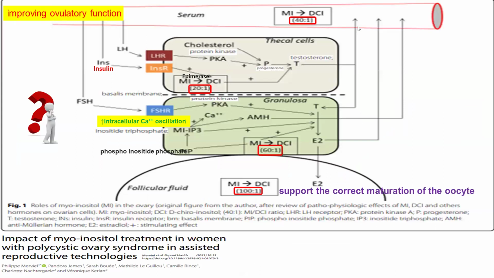This slide is so important. You can see here in the serum, you will find the myo-inositol to D-chiro-inositol ratio is 40 to 1.